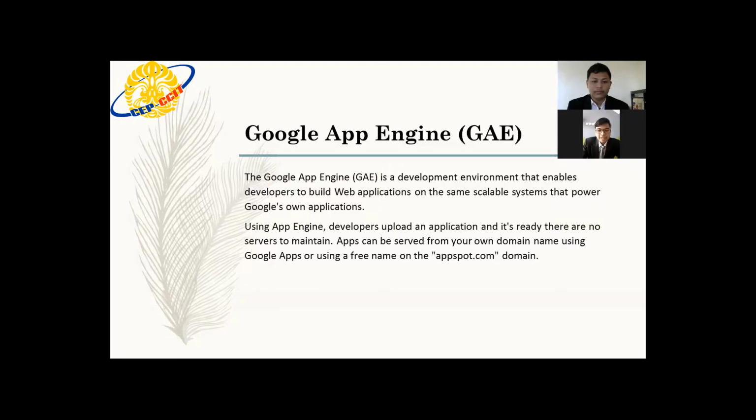And next is GAE, also known as Google App Engine. Google App Engine is a development environment that enables developers to build web applications on the same scalable system that powers Google's own applications. Using Google App Engine, developers upload an application and it's ready. There are no servers to maintain. Apps can be served from your own domain name using Google Apps, or using a free name on the appspot.com domain.